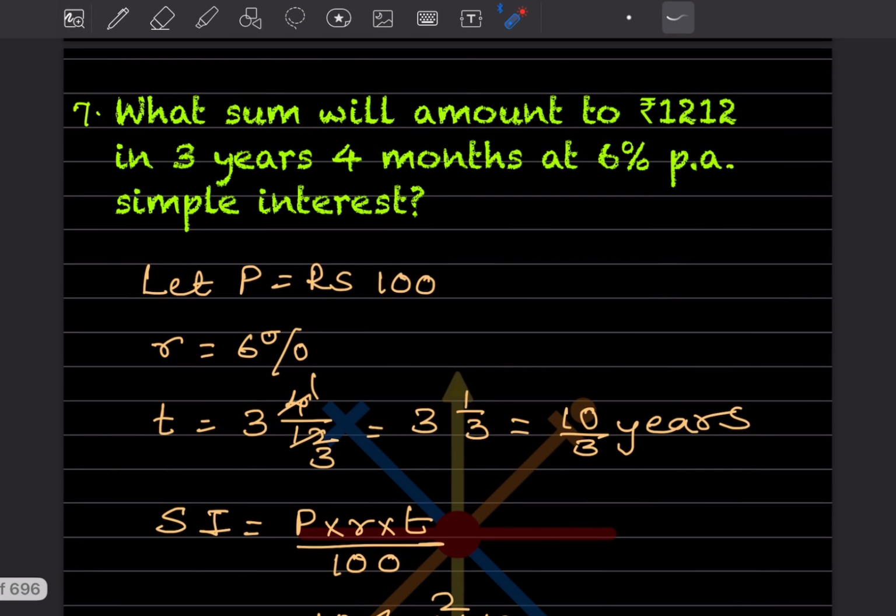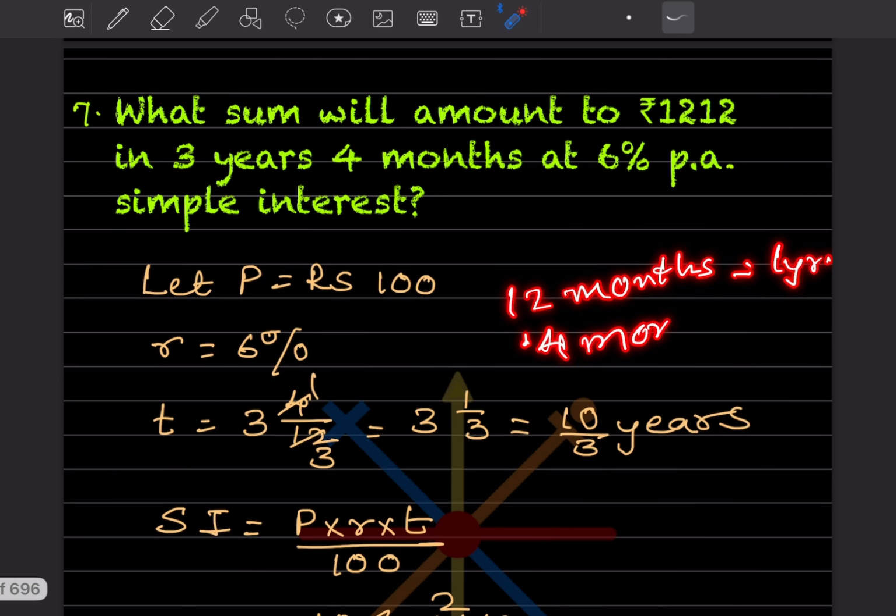And one more thing you can see here, the time is given as 3 years and 4 months. So this should also be converted to years. So what we'll do here, 12 months is equal to 1 year. So we have 4 months over here, and we have to convert this to years. So what will you do? You're going to cross multiply 4 into 1, that is going to be 4 divided by 12.